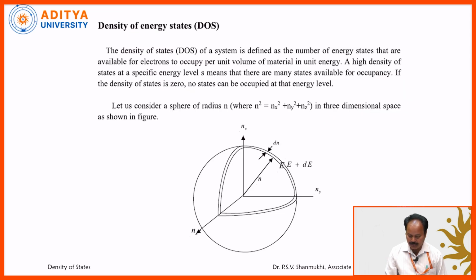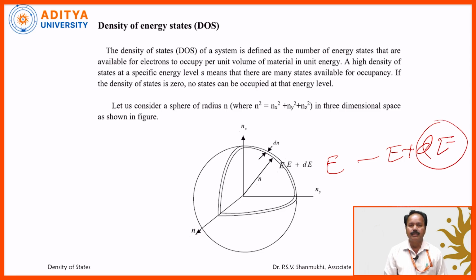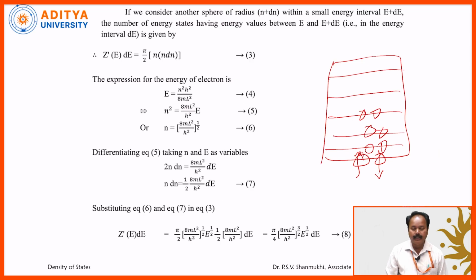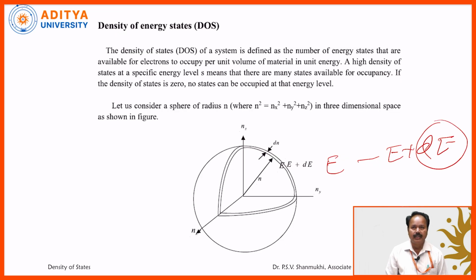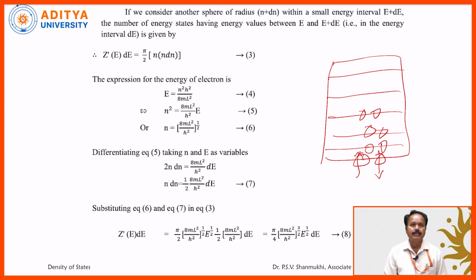Here, the density of states is defined as the number of energy states available from the energy E to E plus dE. Means in the energy range dE, how many states are available to be occupied by the electrons. For that, the density of states is given by Z of E dE. From the energy E to E plus dE, the density of available energy states is given by Z of E dE. Like this it is written.